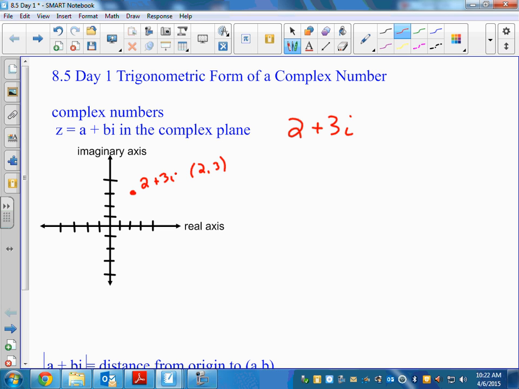Right? So if I had a negative in front of one of those, it could be anywhere, right? Let me make a point and you tell me what it is. What would this point be? Negative 3 plus 4i.